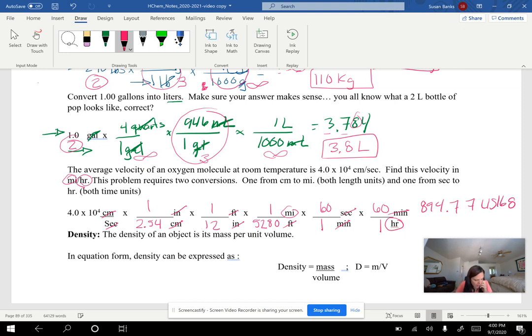And we need to look at our sig figs now. Yep. So we've got 2 sig figs here. We've got 3 sig figs here. This is a definition. This is a definition. This is a definition. And this is a definition. So I really only have 2 digits that I can report. So that 4 tells me to round down. So I'm going to call this 890 miles per hour.